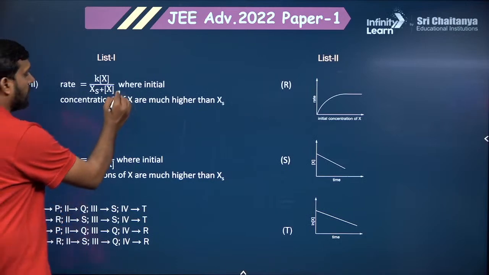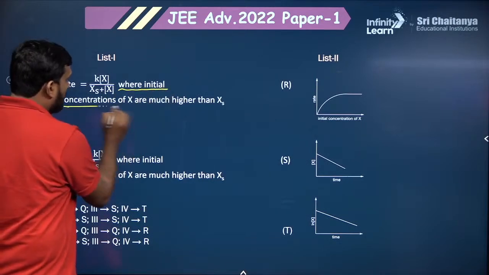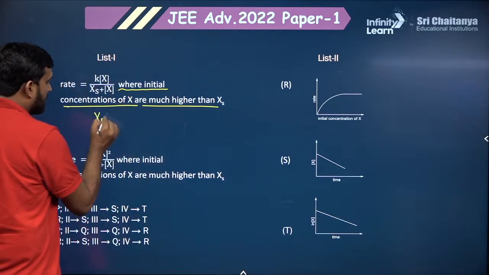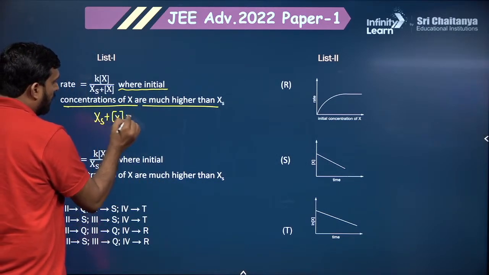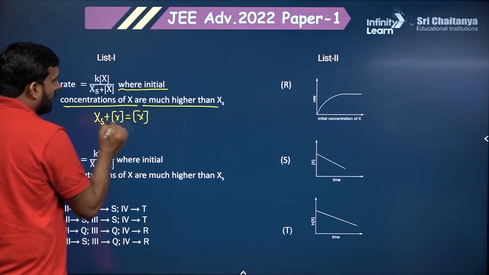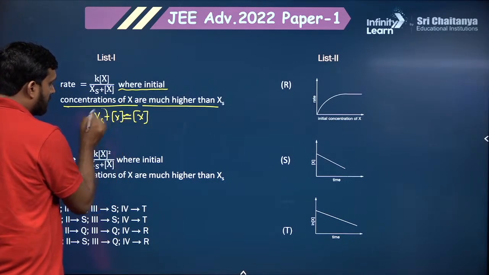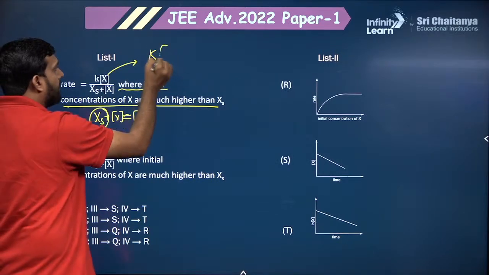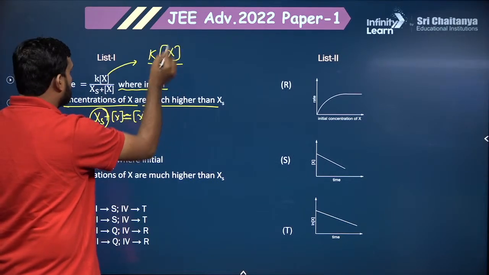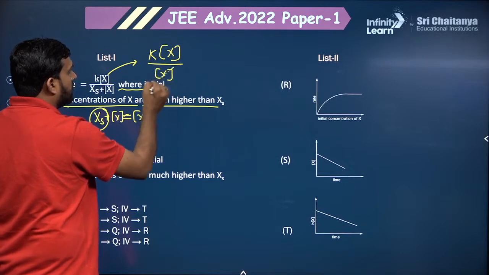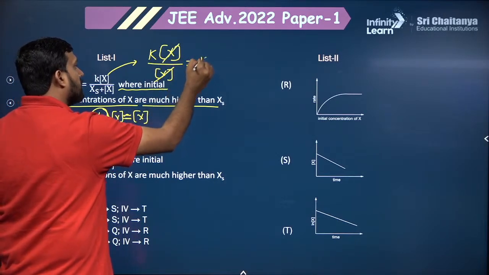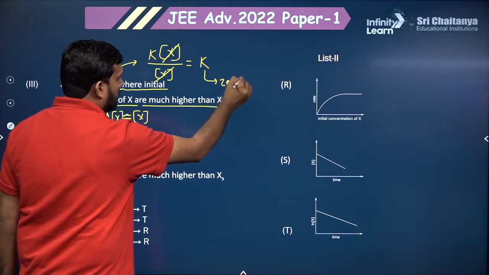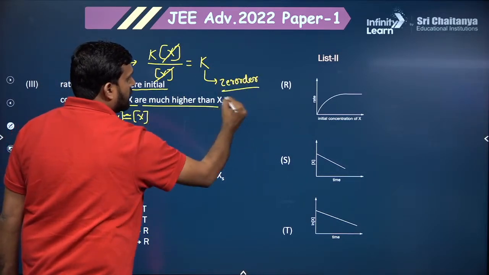If you look here closely, where the initial concentration of X is much higher than XS, can I say that XS plus X will be approximately equal to X, because XS is insignificant now. So I can write this as K times the concentration of X upon the concentration of X. Here the concentrations will cancel out, so it will be K. So I can say that it's simply a zero order reaction.